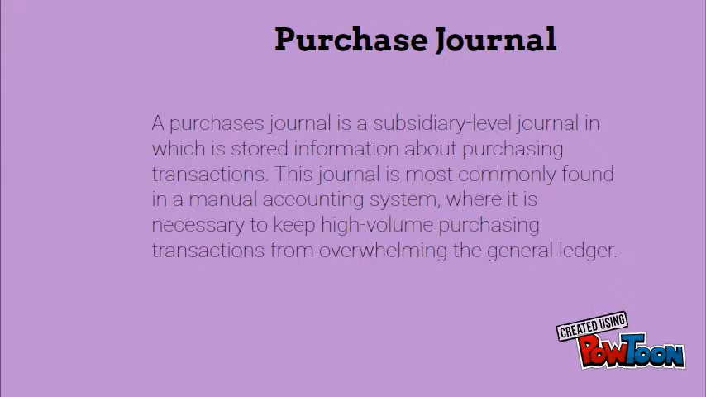Purchase journal. A purchases journal is a subsidiary level journal in which is stored information about purchasing transactions. This journal is most commonly found in a manual accounting system, where it is necessary to keep high-volume purchasing transactions from overwhelming the general ledger.